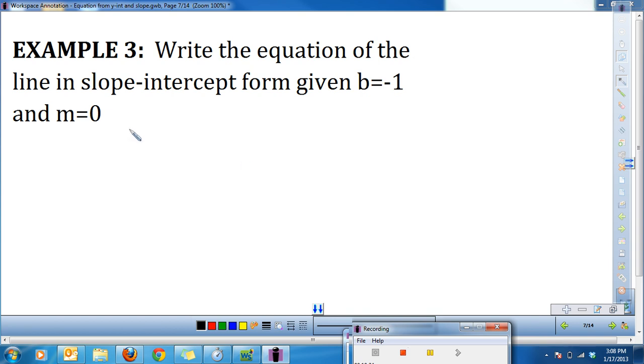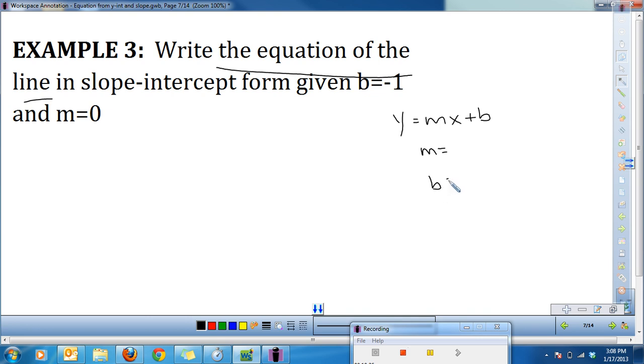Okay, let's do another example. Write the equation of a line. So I know my equation needs to look like y equals mx plus b. I know I need to find m, and I know I need to find b. And let's see if they give them to us. The slope-intercept form, given that b is -1, so b is -1, and that m is 0. M is 0. So let's write out our equation.